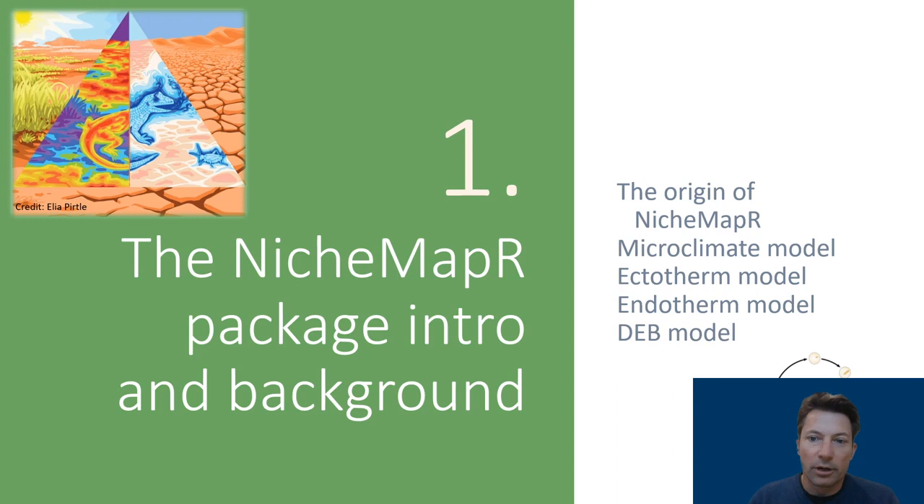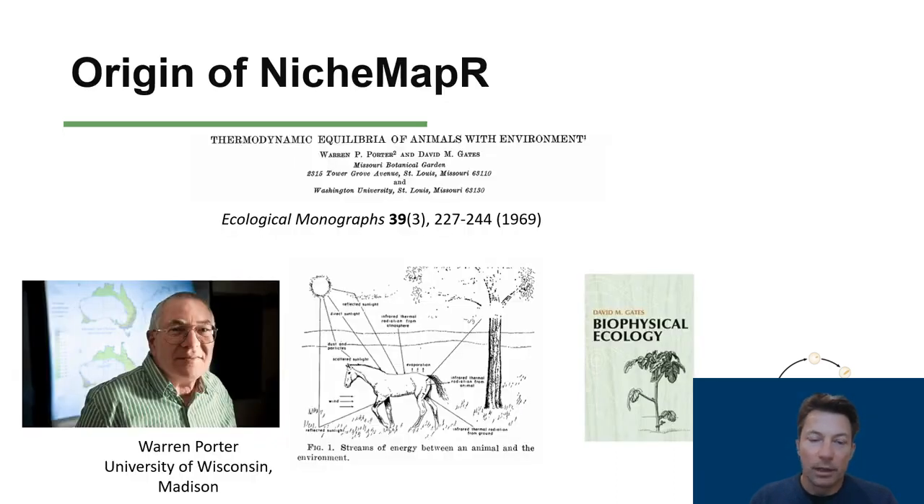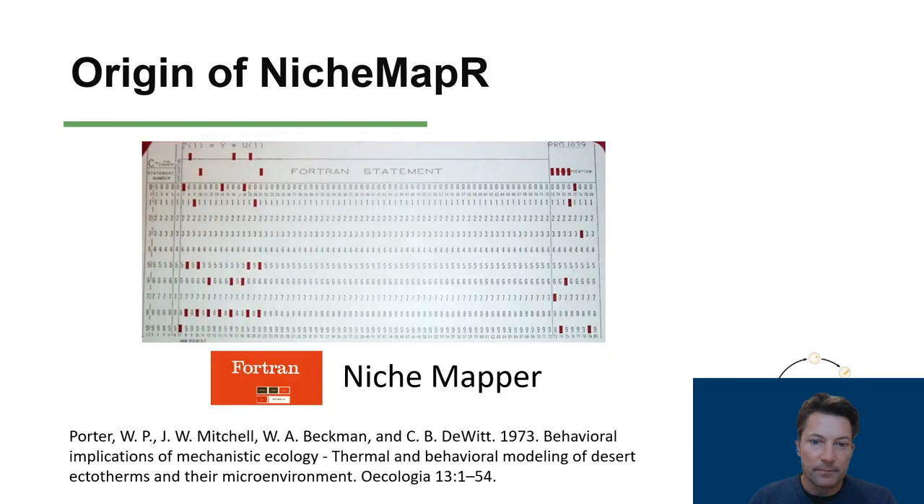So first of all, where did it all come from and what's in NicheMapR? As I mentioned in the lecture I gave previously, there's this field called biophysical ecology, which was developed by Warren Porter and David Gates, and this was the application of heat transfer principles to organisms in general. Warren Porter and his colleagues, who really pioneered this, developed some software to make the calculations. This was back in the late 60s, early 70s, and in those days, you programmed in Fortran. In fact, Warren was working with punch cards back then. So, really early days of programming.